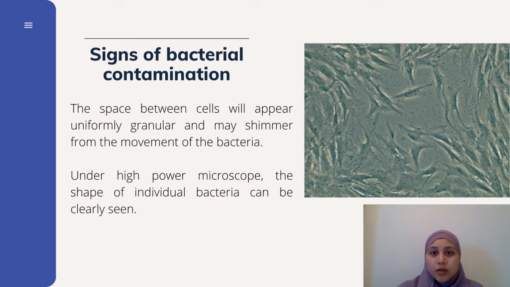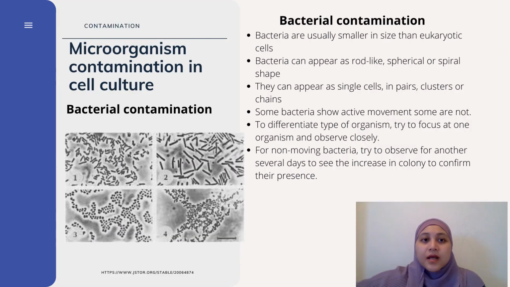Another sign of bacterial contamination is when you observe the cells under microscope using higher magnification. The space between the cells will appear uniformly granular and may shimmer from the movement of the bacteria. Using the microscope, we can identify the shape and types of individual bacteria.